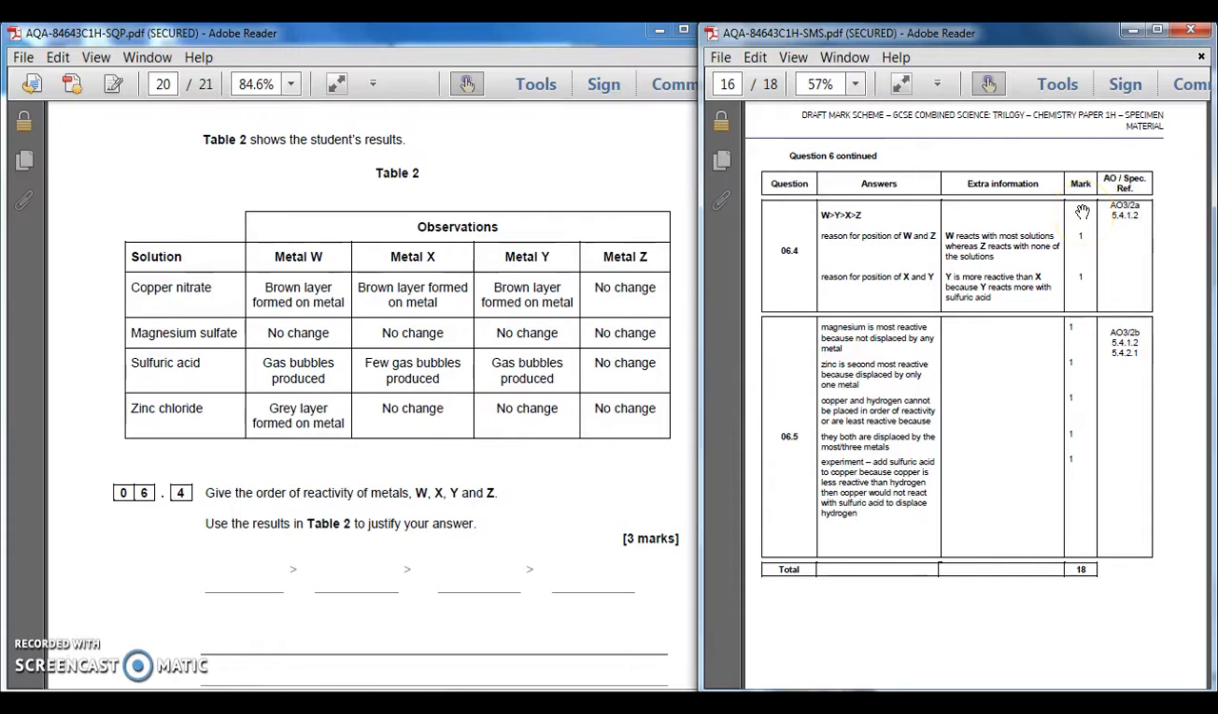Putting them in the right order, and it does tell you there with the little crocodile symbol that you've got the most reactive on the left, right through to the right where it's the least reactive. Unless you labelled it differently, putting them in the wrong order would get it wrong.